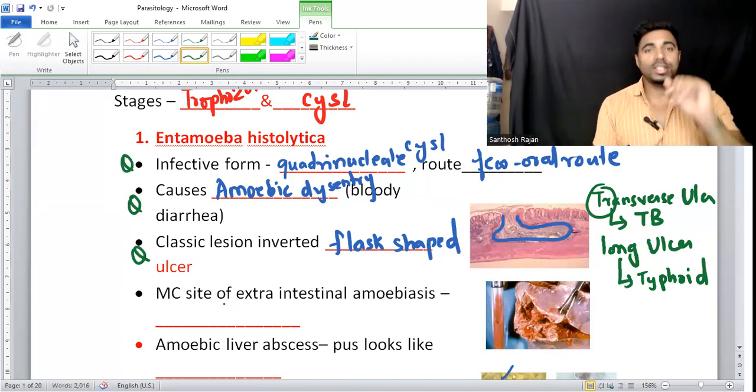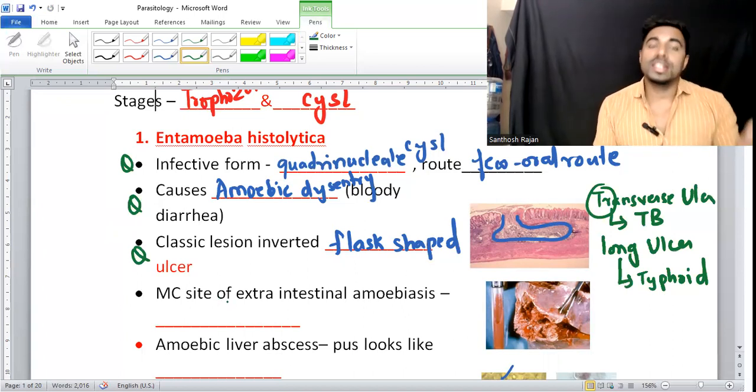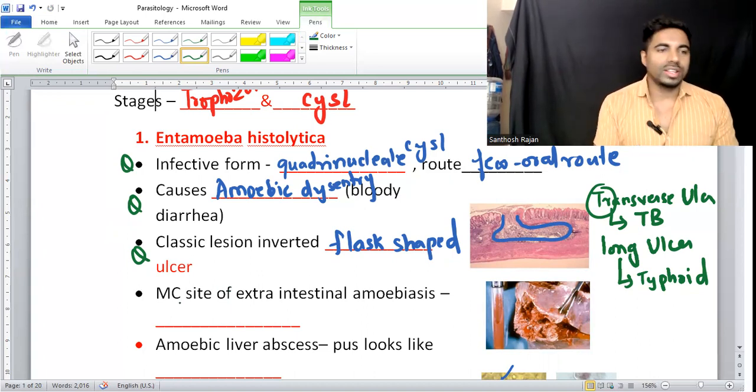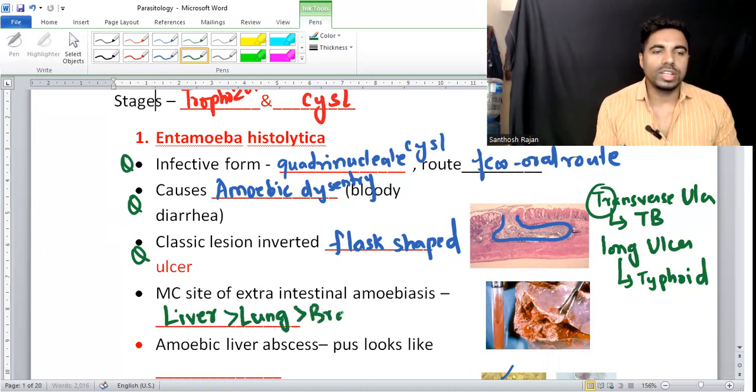So usually it affects the intestine and causes dysentery. But there is an extra-intestinal site also. Which is the most common extra-intestinal site? That's the question. What are you saying? If you say it's the liver, you're right. Liver is the right answer. Amoebiasis can affect your liver, followed by your lung, and then it can go to your brain also. It can affect any part. Okay, so all these things are common.